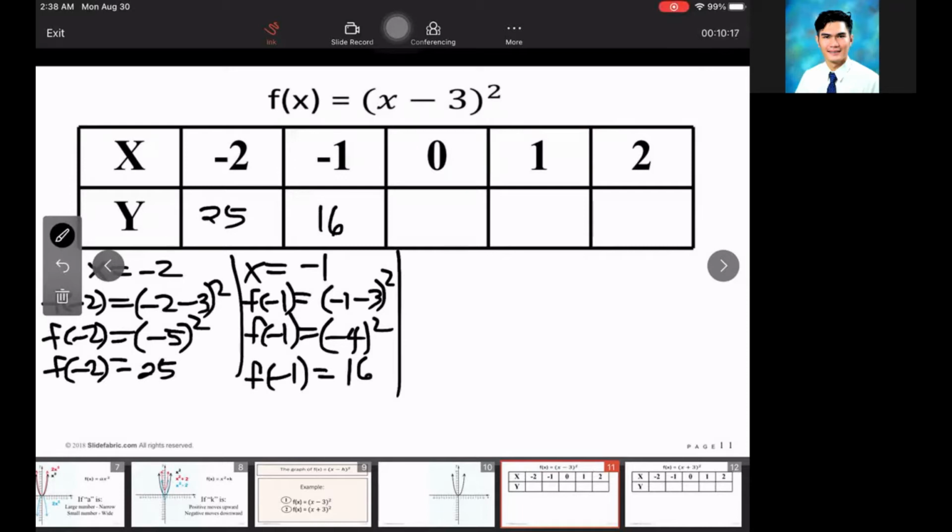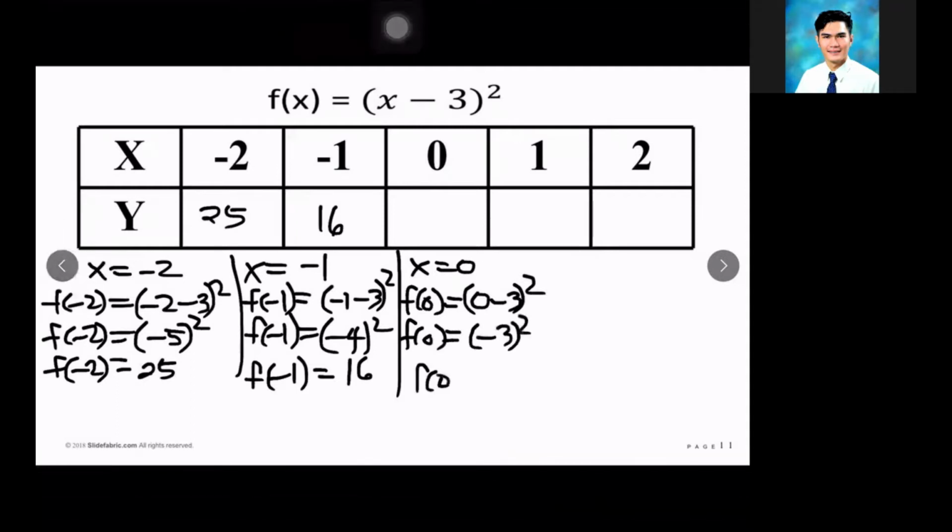Next, we have x equivalent to 0. Substituting 0 into our expression, we have f of 0 is equivalent to 0 minus 3, squared. 0 minus 3 is -3, squared. So f of 0 is equivalent to -3 squared, which is simply 9.